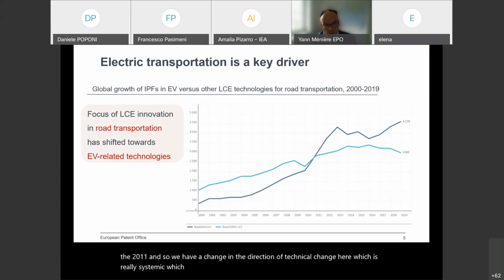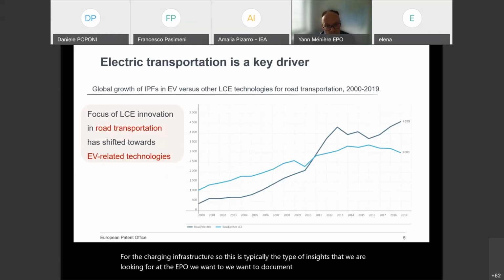which represents a lot of innovation, and which has strong spillover effects on the other sectors, especially through progress in cross-cutting enabling technologies such as batteries or smart grids for the charging infrastructure. So this is typically the type of insight that we are looking for at the EPO. We want to document what is happening at the sector level.